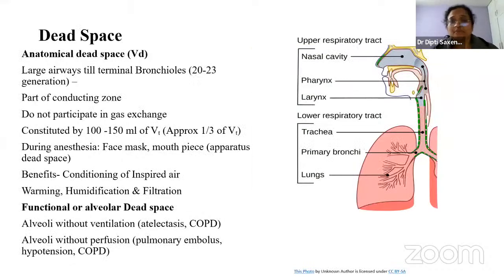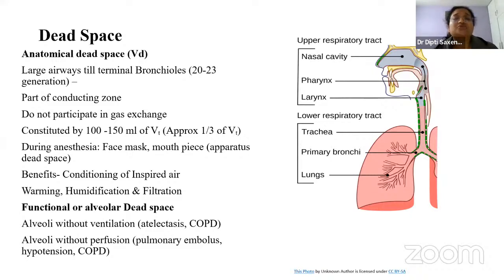Now, once we inspire, the gases pass through the nasal cavity or oral cavity to pharynx, larynx, and to the lower respiratory tract via trachea, bronchus, bronchioles, to terminal bronchioles, and finally alveolus. But the gas exchange actually takes place only in the alveolus. So the rest of the spaces actually constitute the anatomical dead space, which is constituted by the large airways till terminal bronchus. So they are only part of the conducting zone and not of the respiratory zone. They do not participate in gaseous exchange and constitute about 30% of the tidal volume. So 30% of the tidal volume is lost to the conducting space.